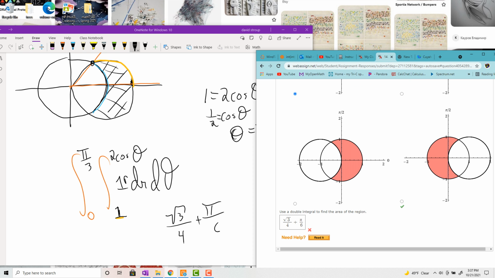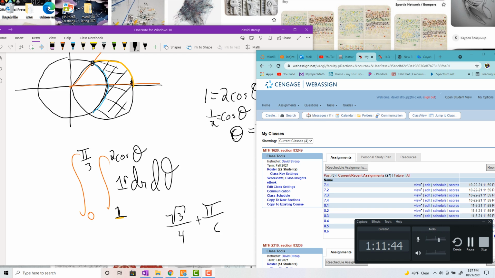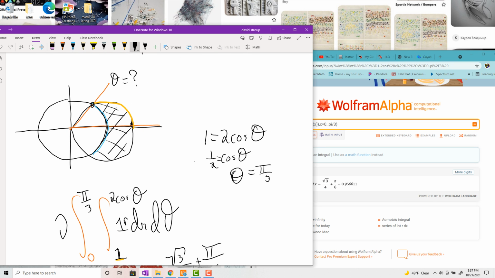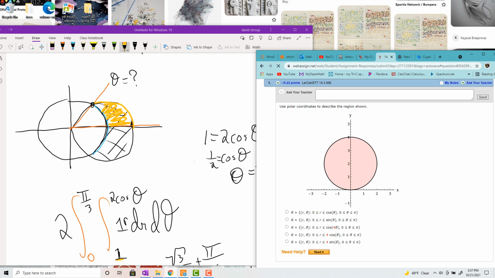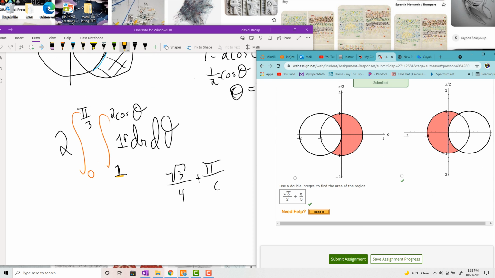I'm heartbroken. All right, hold on. Could it be I just forgot to multiply it by 2 because all I was doing was going from 0 to pi over 3? I hope that's it. Let's hope that's all it is, right? So this would be pi over 2 and then pi over 3. Come on. Sweet. All right, so there's that.